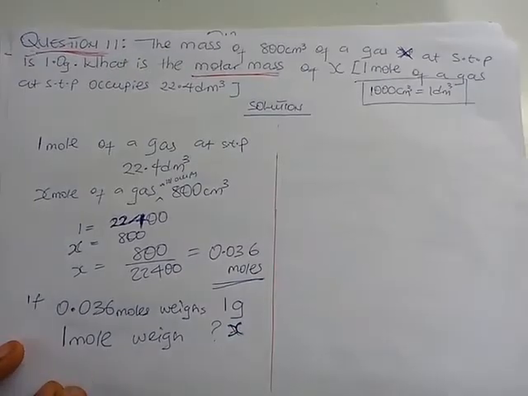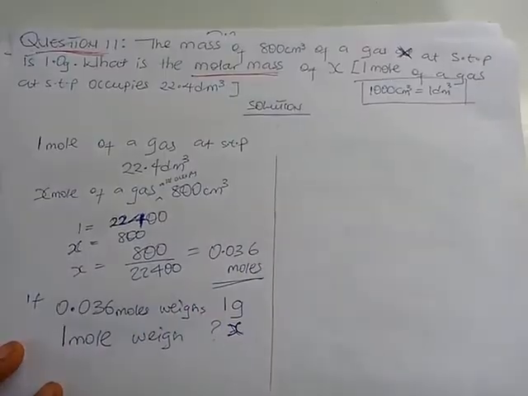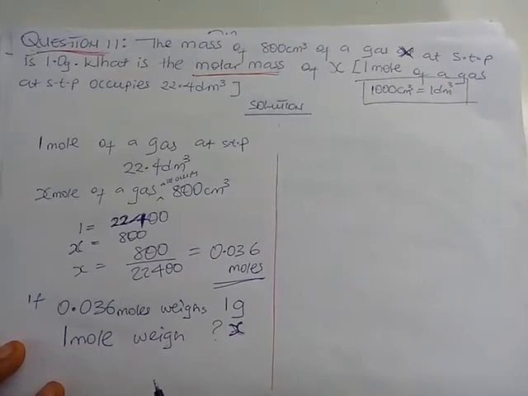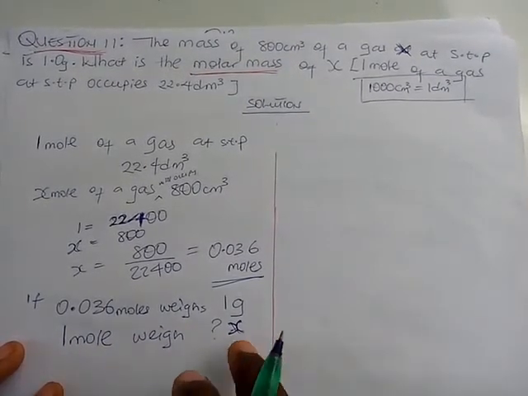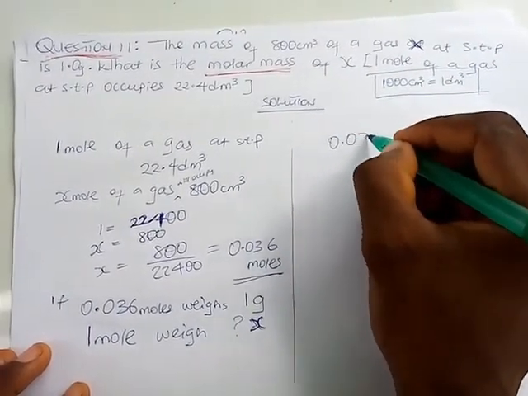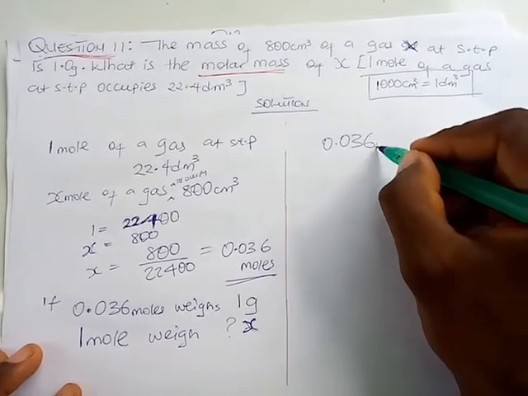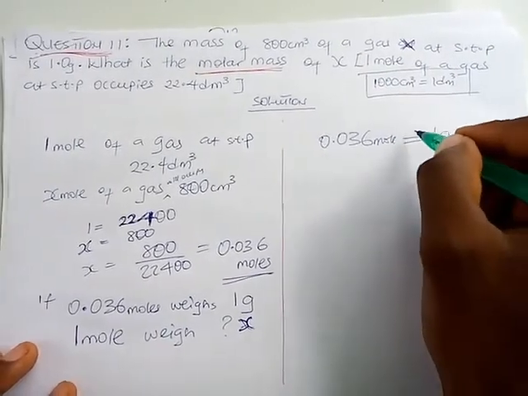So this time around I'm going to solve from here to this side because of space. As you can see already, there's no more space. So when I put it this way, we'll have that 0.036, that's moles now, goes to 1 gram. Okay, that's equivalent to 1 gram.